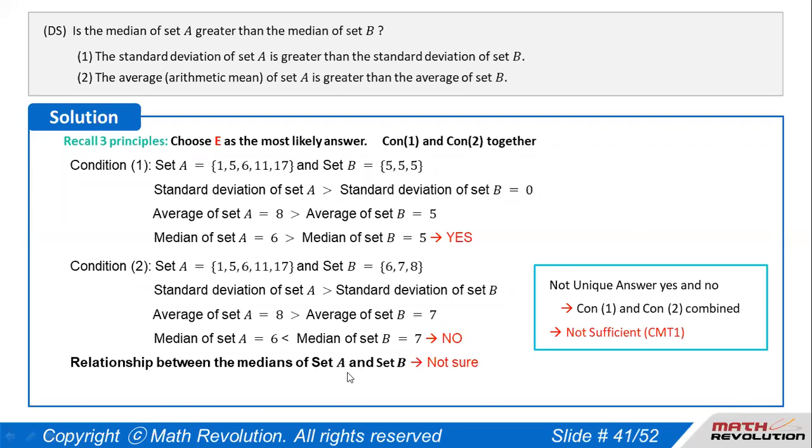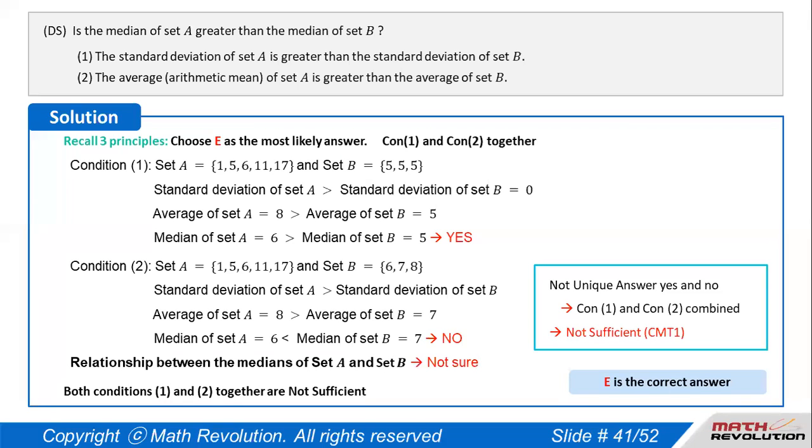The relationship between the medians of set A and set B is not sure. It could be, it cannot be. This is what I said earlier. My answer would be E. I gave you the answer before I clicked on the slides. And this is where the variable approach lies.